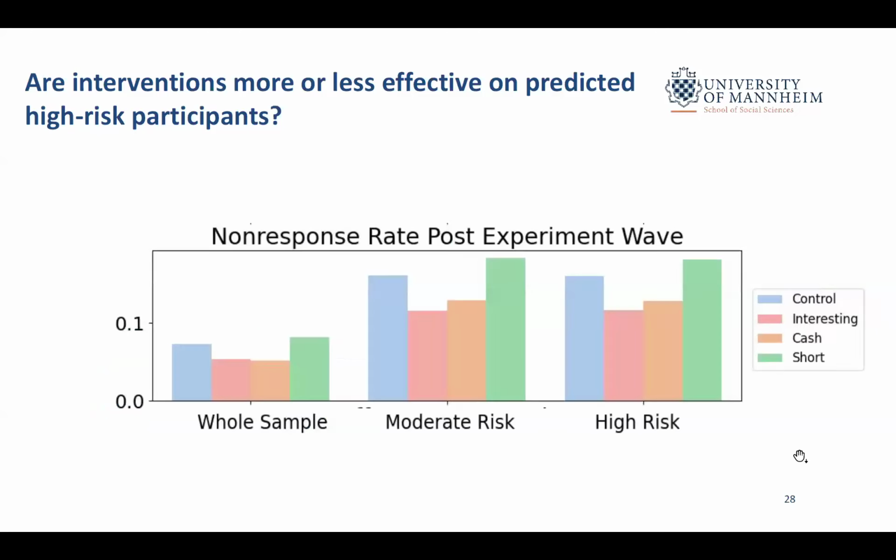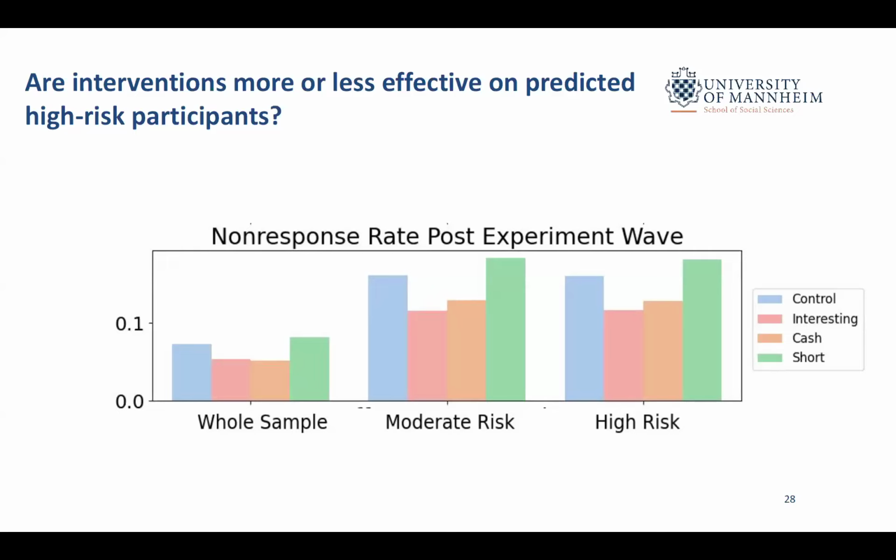Right, next slide. So we now use those different groups to first compare descriptively the non-response rate in the post-experiment wave. There are 2 things to note here. The first is that, for the whole sample, but also for moderate-risk and high-risk scenarios, we see that compared to the control group, 2 interventions worked, which are the interesting survey and the cash incentive, which bring down the non-response rate to some extent.